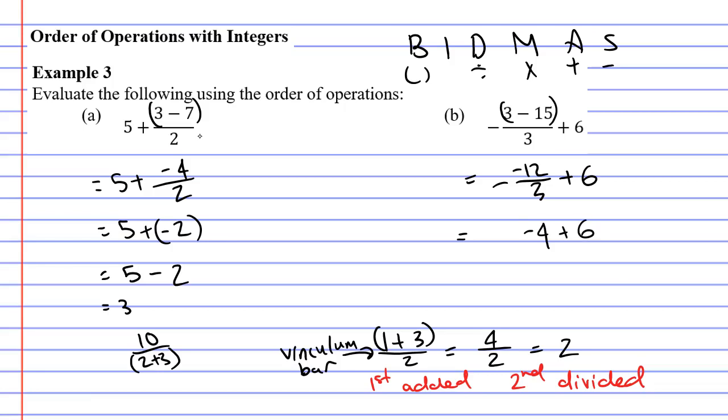And because we had a negative in front of the fraction, we actually need to put a negative in front of the negative 4. In fact, I'm going to put brackets around the negative 4 just to show which negative belongs to the 4. Now if we get a double negative, that's the same as saying we have a positive number. So this is really 4 plus 6, which equals 10. And that concludes example 3.